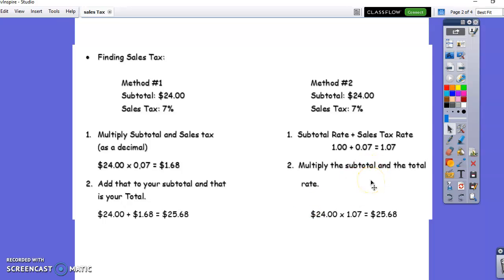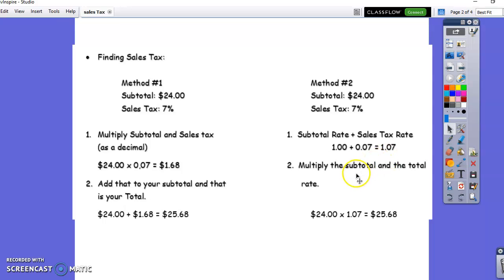Now, if it's just asking you for the total bill, there's a different way that we can solve it. We have the same subtotal, same sales tax percent, 7%. And so what you can do is your subtotal is 100% of your bill, right? So it's 1.00. Then you have to pay an additional 7% on that. So you're going to add that together. So 1 plus 0.07 equals 1.07. That would be your total rate that you're paying.